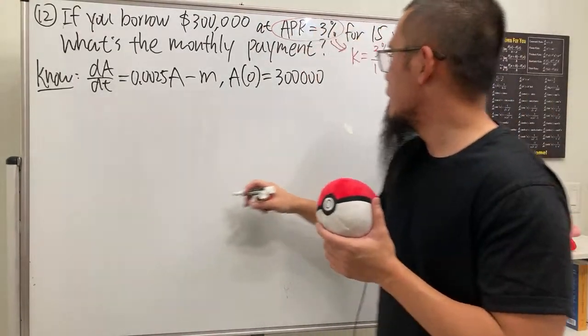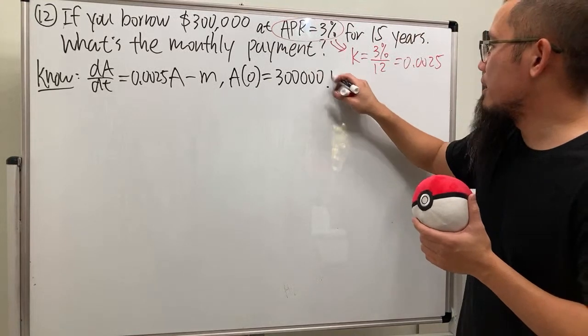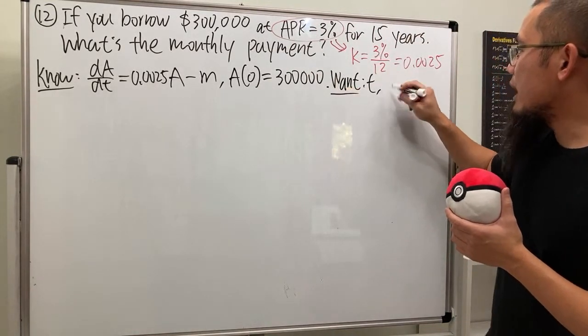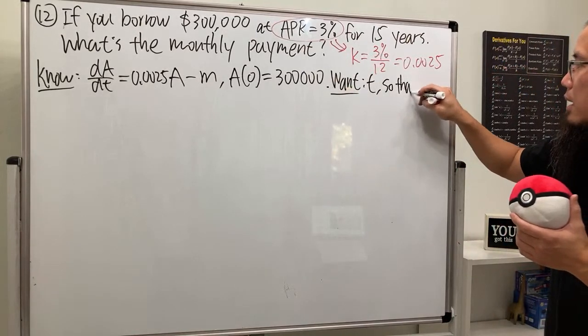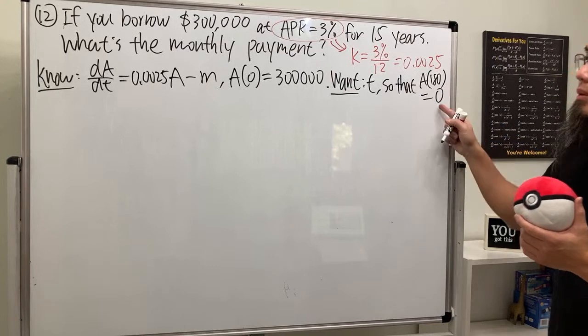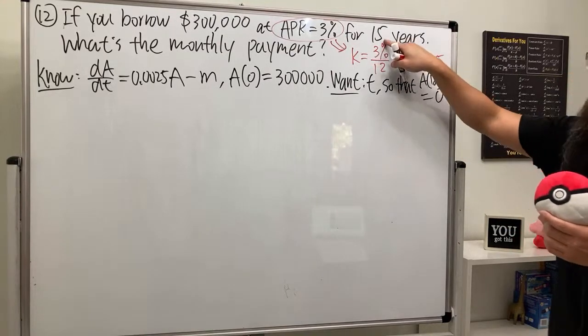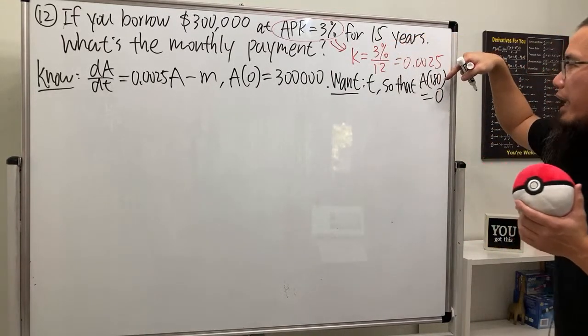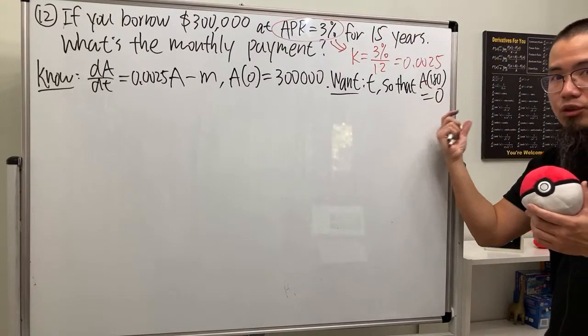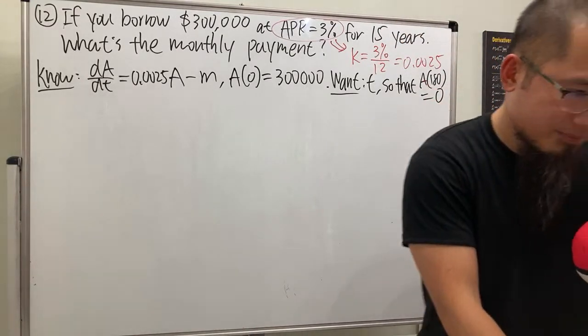I will just put this down right here just to save space. We want M so that A of 180 is equal to 0. Why 180? Because there are 180 months in 15 years. And in the end, we want the debt to be 0. So that's that.